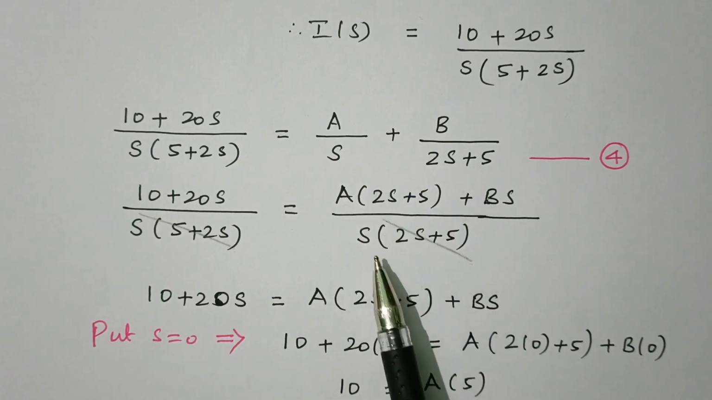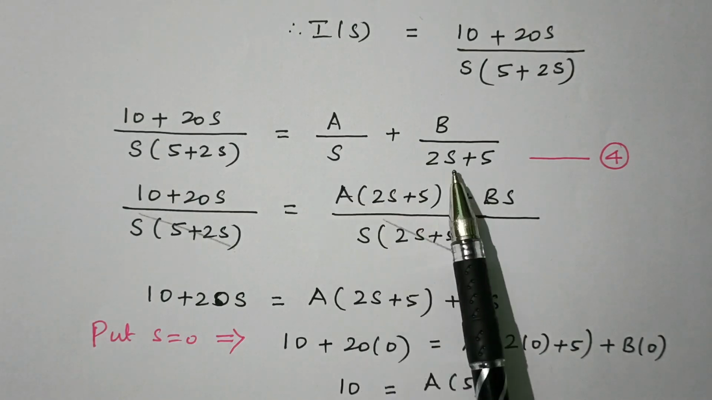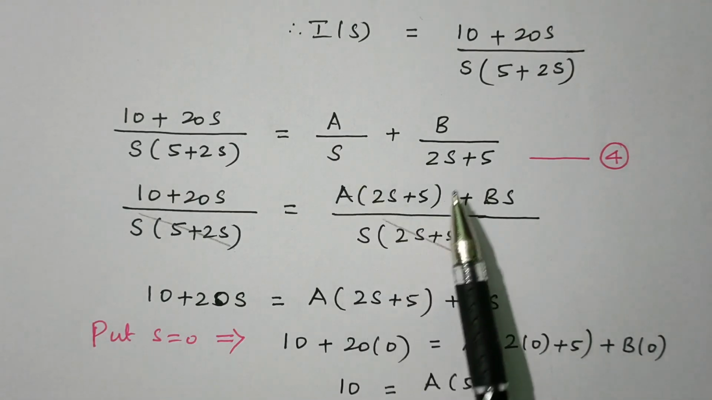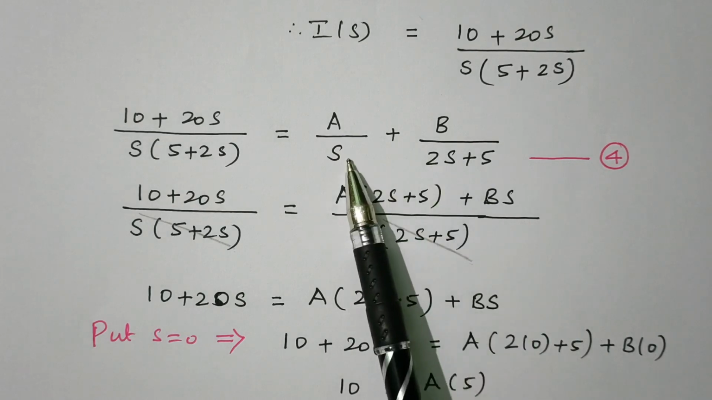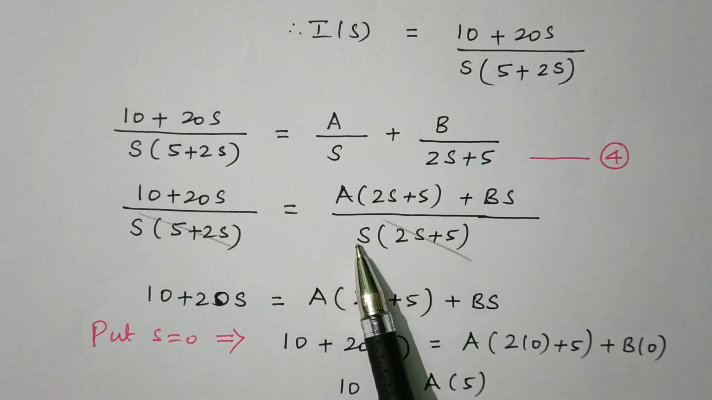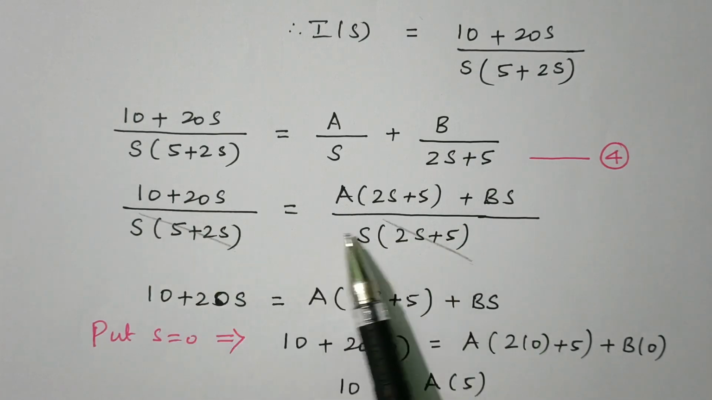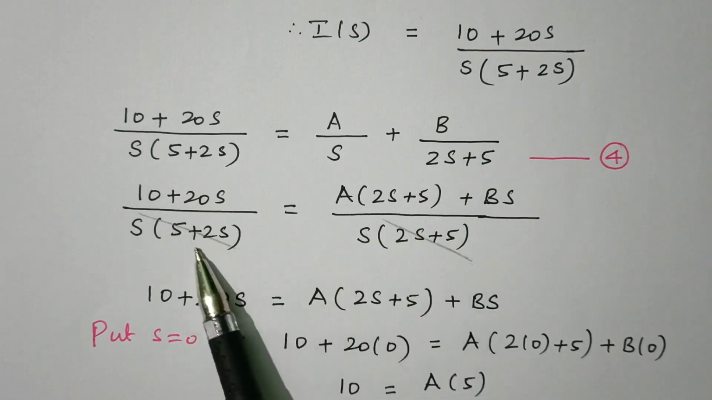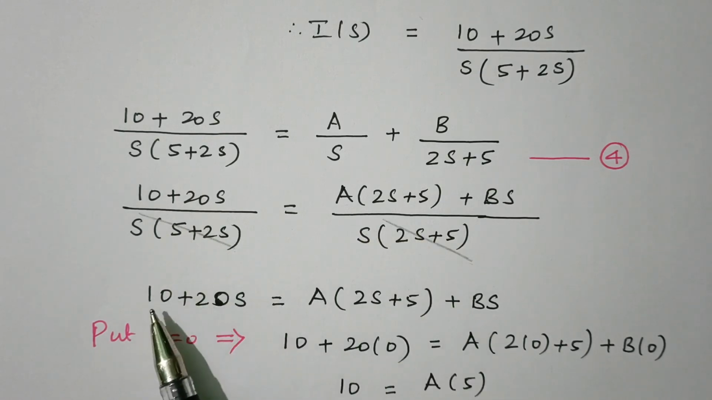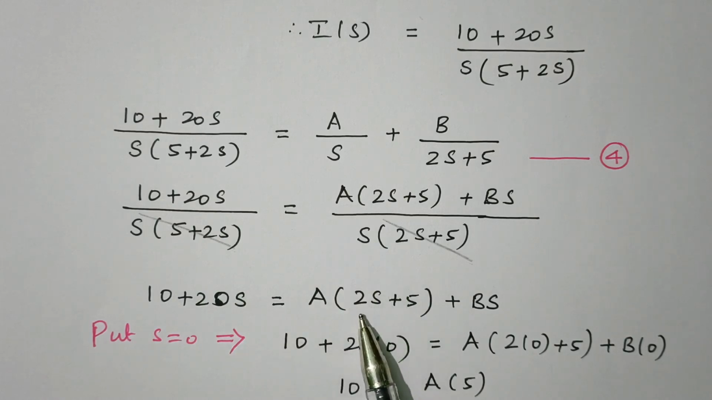Now we will take the LCM: s into 2s plus 5. Here s is available, so we multiply with 2s plus 5. Here 2s plus 5 is available, so multiply by s. Now it is becoming a single term, so these two terms are cancelled on both the sides. So what we have finally: 10 plus 20s equal to A into (2s plus 5) plus B into s.